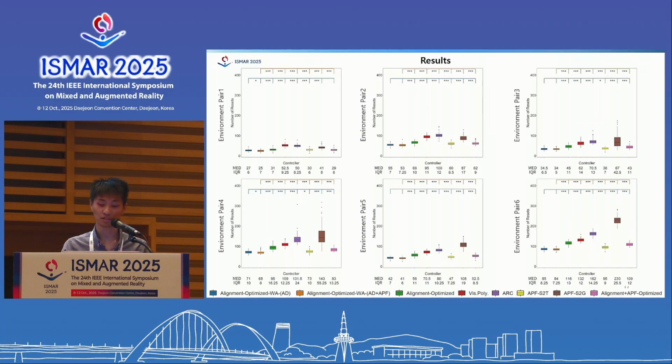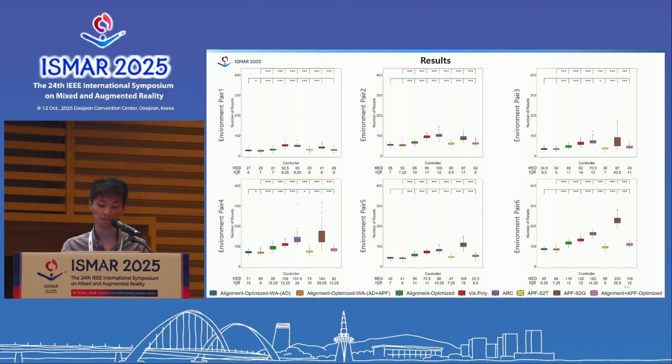Let's take a look at the results. The blue bars represent the AD version, and the orange bars represent the AD plus APF version. The marks above the bars show where the differences between our controllers and other methods are statistically significant. Across all 6 environment pairs, both versions consistently outperform the state-of-the-art controllers, including alignment and APF-based, and even the alignment plus APF optimizer. The reduction in reset count was clear and significant, supporting hypotheses 1 to 5.